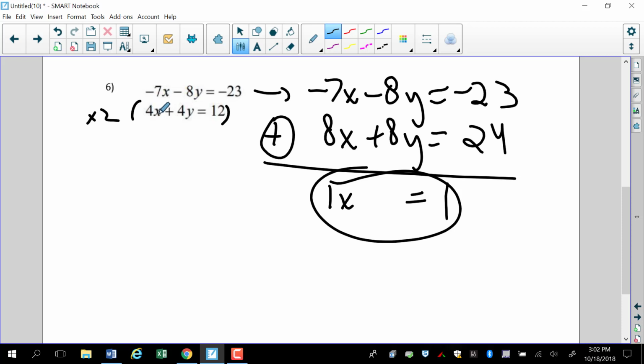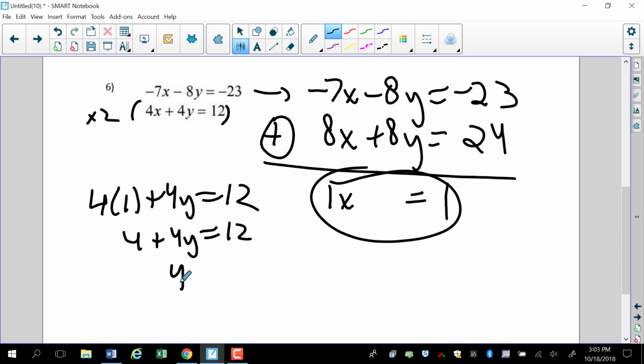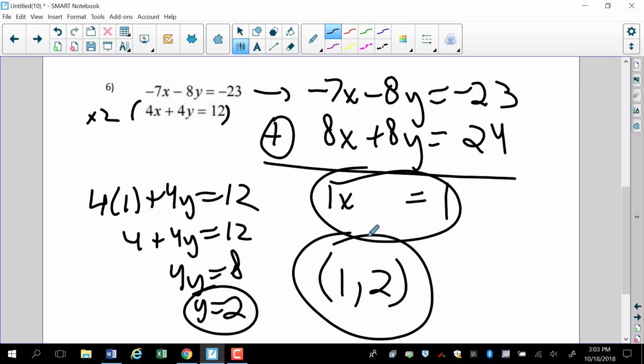So if x is 1, I can plug in 1 here. And 4 plus 4y is 12. 4y equals 8. y equals 2. 1, 2 is my answer. I have a couple more problems that we are going to hand out to work on and practice, but this should be good notes. Come back to these if you need them.